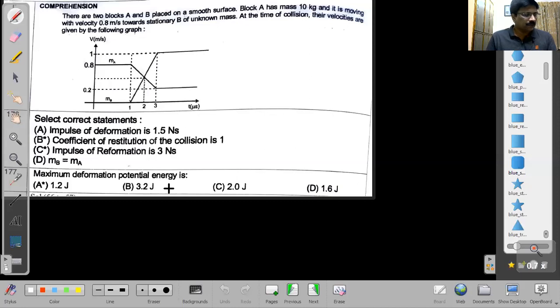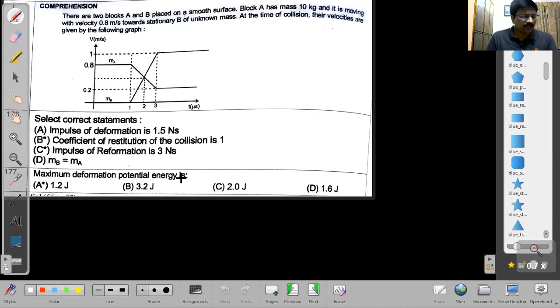Okay, next you see another problem. This is also an important one, because the velocities with which the two bodies travel are not given, but are represented graphically. Their velocities before collision, the change in velocities during collision, and the velocities after collision, everything is given in the graph. So this is one important problem.